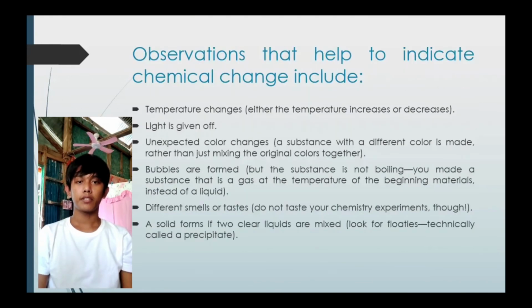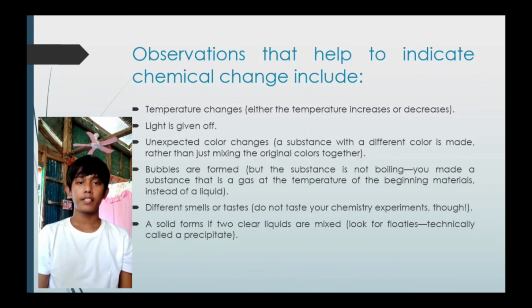Here are some observations that help to indicate chemical change. The first one is temperature changes. It's either temperature increases or decreases, and the next is light is given off. The third one is unexpected color change. A substance with a different color is made rather than just mixing the original colors together. And the next one is bubbles are formed, but the substance is not boiling. You made a substance that is a gas at the temperature of the beginning materials instead of a liquid.